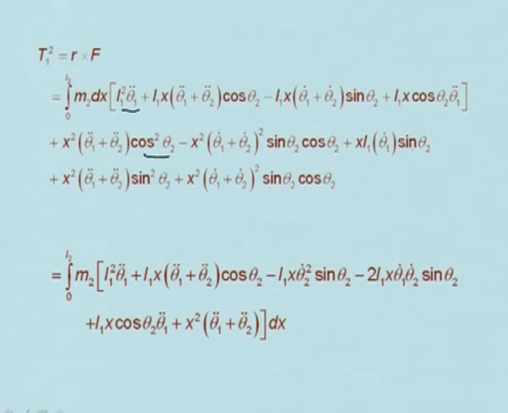plus x L1 theta 1 dot sin theta 2 plus x square theta 1 dot theta 2 square sin square theta 2 plus x square (theta 1 dot plus theta 2 dot) whole square sin theta 2 cos theta 2, which can be written as the integral from 0 to L2 of M2 L1 square theta 1 dot plus L1 cos theta 1 dot plus theta 2 dot cos theta 2 minus L1 x theta 2 dot square sin theta 2 minus 2 L1 theta 1 dot theta 2 dot sin theta 2, this is L1 x cos theta 2 theta 1 dot plus x square (theta 1 dot plus theta 2 dot) dx.